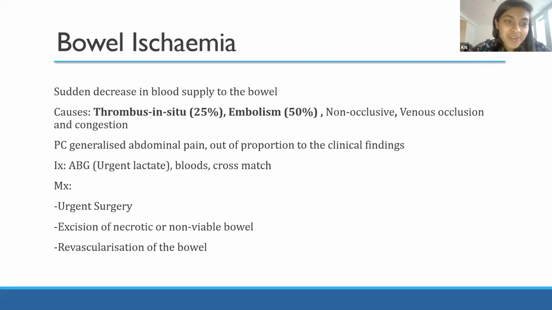Yes. So bowel ischemia. Essentially, they come in with generalized abdominal pain. The pain is out of proportion to the clinical findings. And I've only ever seen proper bowel ischemia once. And the patient did need to be transferred very, very quickly. And ultimately we weren't able to, he passed away later that evening.